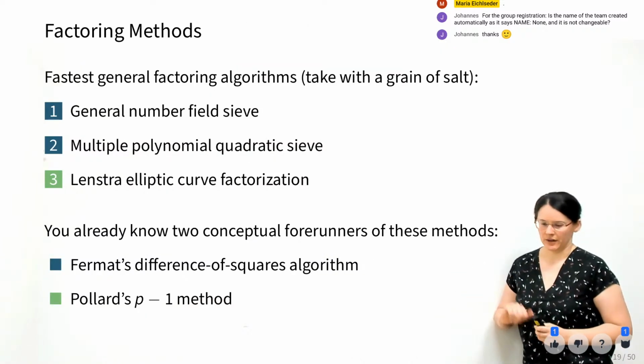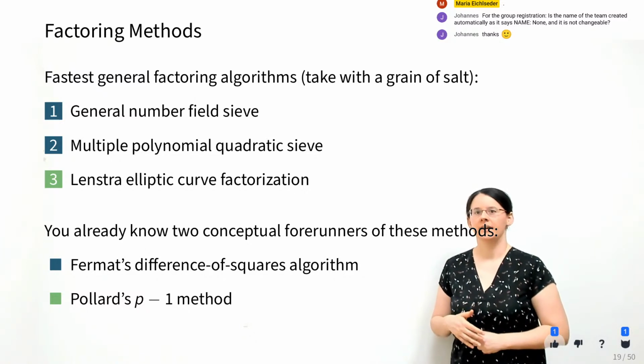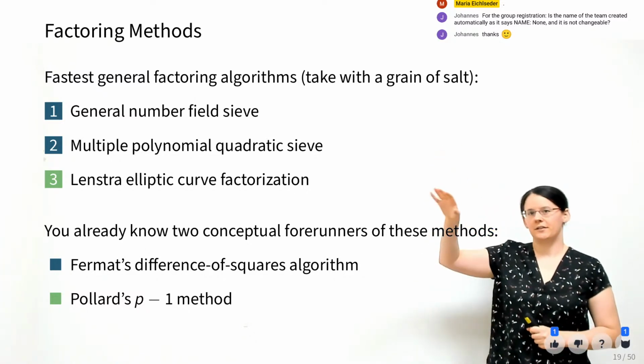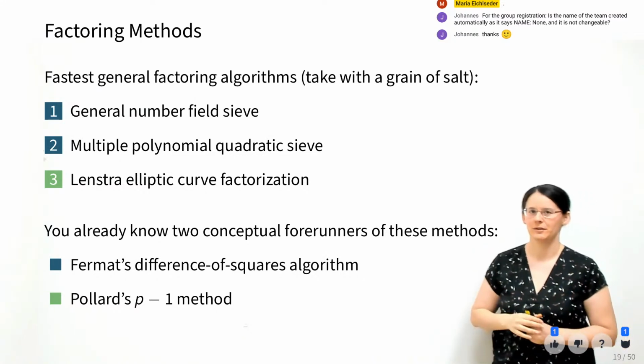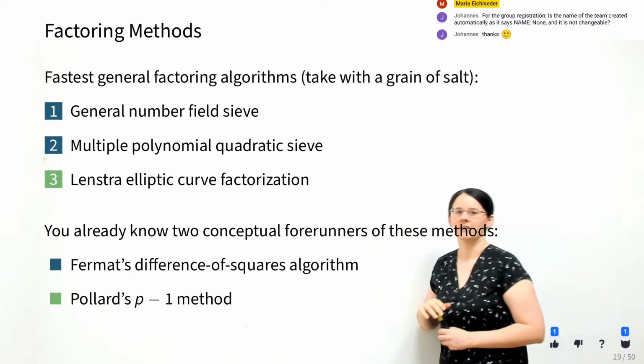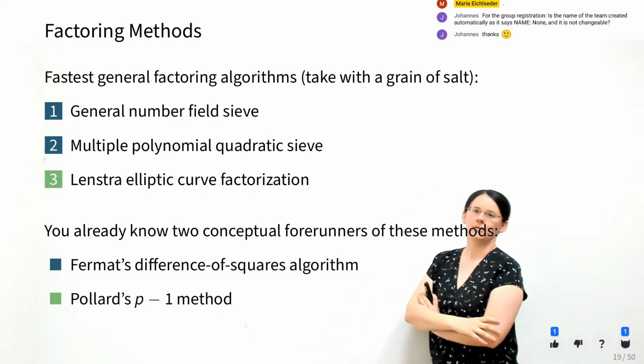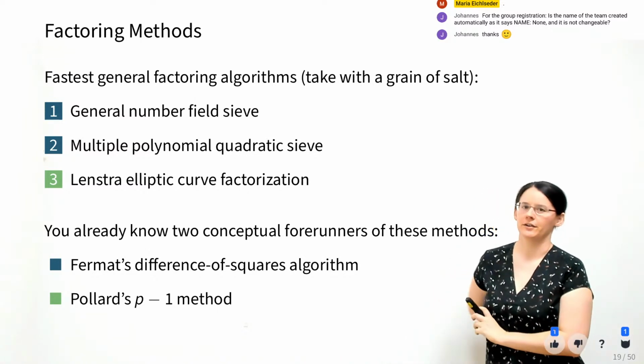So, to address this, we need to know the factoring algorithms that there are. And among the fastest are the following. This list is to be taken with a bit of a grain of salt, but in general, the fastest method that we do have is the general number field sieve, which is also responsible for the factoring records that we know.